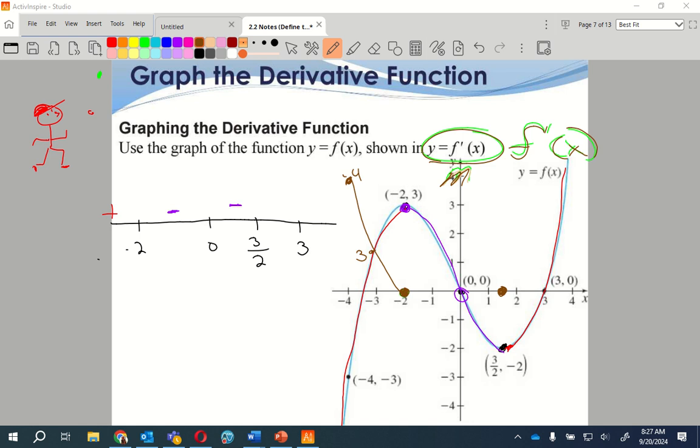Now from -2 to 0, what's he doing? He's going down, right? So he's starting here, he's going down, and it's getting steeper and steeper, right? So up until this point, he is decreasing at what rate?